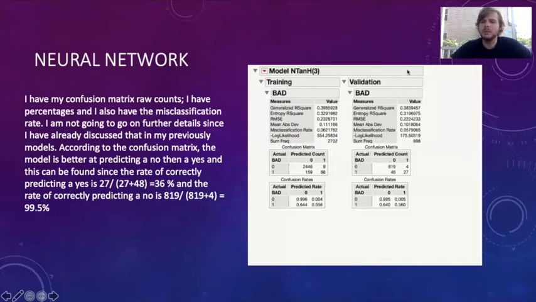Now I'm going to be talking about my third model, which is the neural network. I have my confusion matrix raw counts, I have percentages, and I have also the misclassification rate. I'm not going to go into further details because I have already discussed this with you guys. But according to the confusion matrix, my model is also better at predicting a no than a yes. And we could find this by looking at the rate of correctly predicting a yes and the rate of correctly predicting a no.